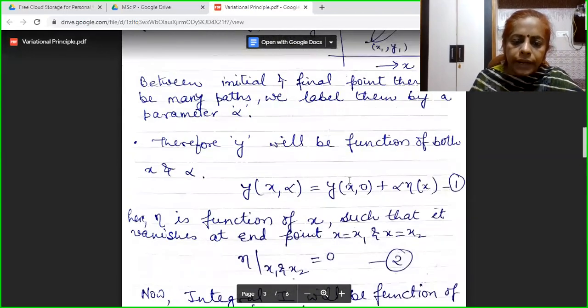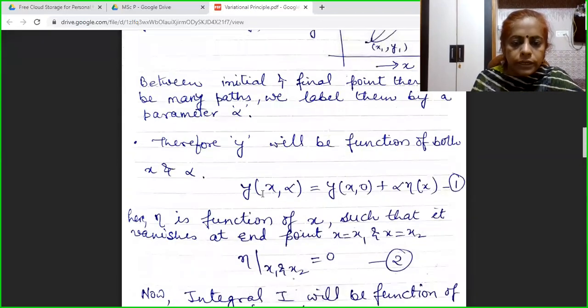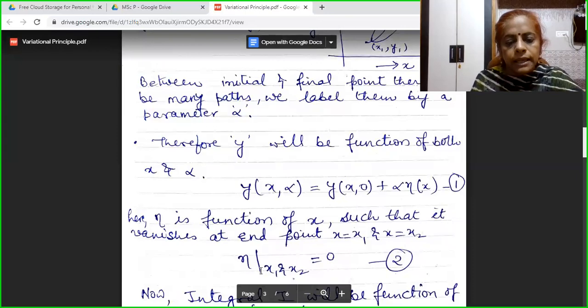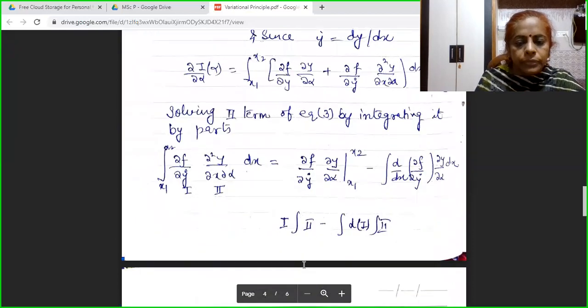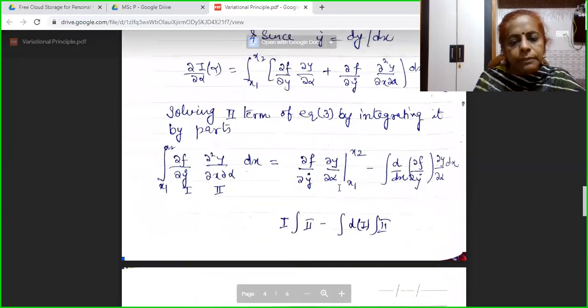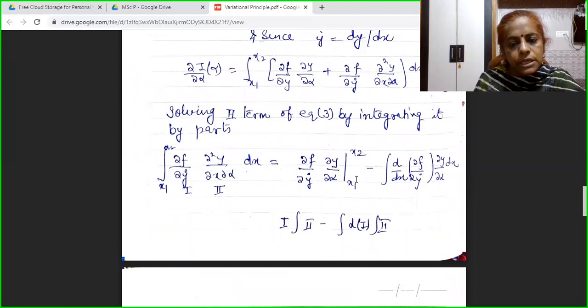As I have already defined the y function, differentiating with respect to α, what will be the differential of y with respect to α? This term contains no α, so its differential will be 0. So the differential of y with respect to α will be equal to η(x). And what is η(x)? It is 0 at endpoints. And in this expression, I have to find the value of ∂y/∂x at endpoints. So this term will be equal to 0.